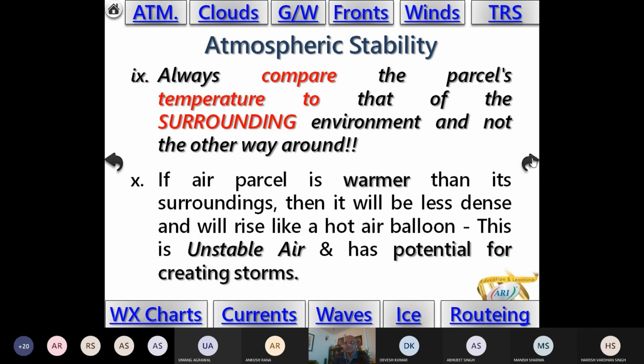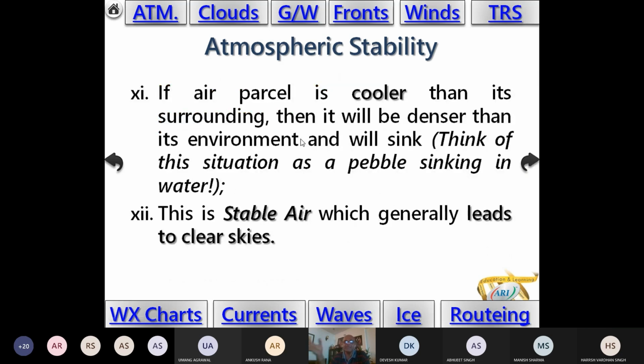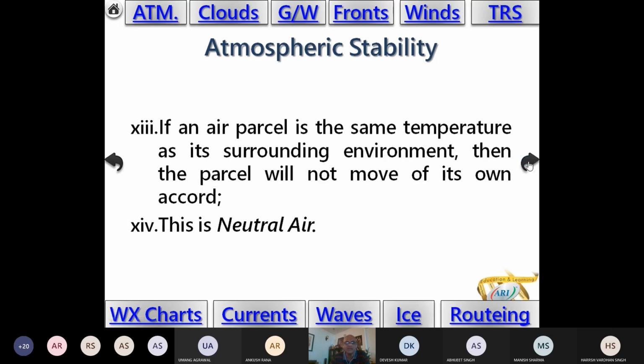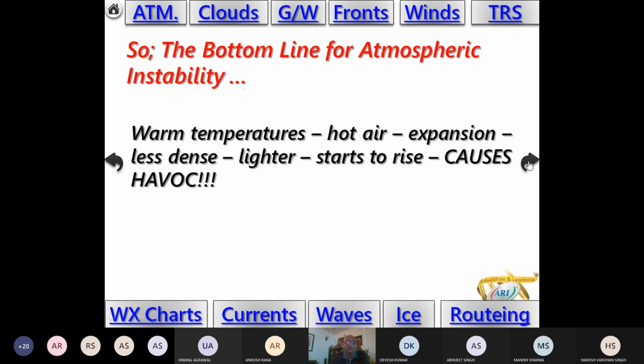And if air parcel is cooler than the surrounding, it is heavier because it is dense. And if that parcel of air is upstairs, it will become heavier, it will start sinking. And therefore, it leads to good weather because the pressure at the surface will increase. These are the basic rules that we follow.